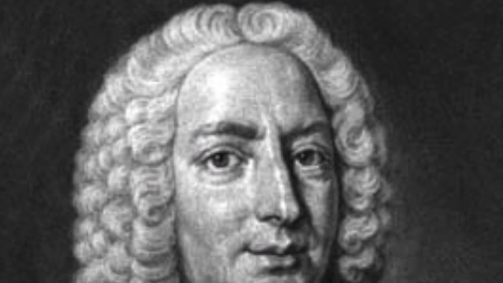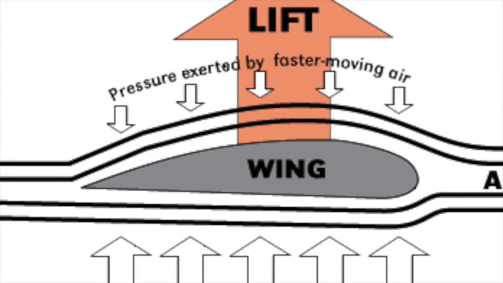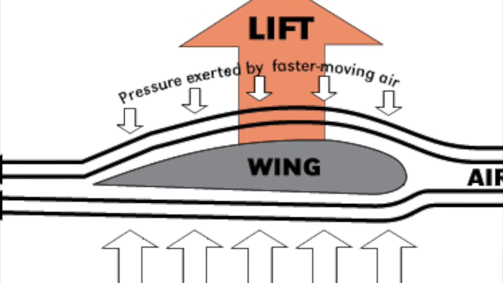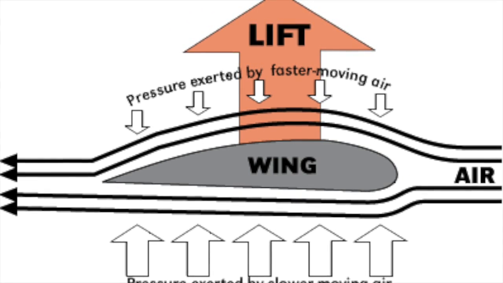Daniel Bernoulli proved in 1738 that as a fluid increases in velocity, it will directly cause a decrease in pressure. This is the reason that lift occurs on objects such as an airplane wing and, of course, a Frisbee.